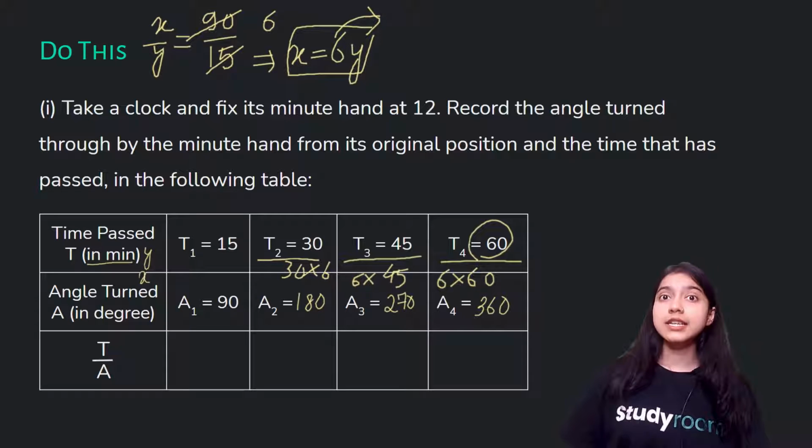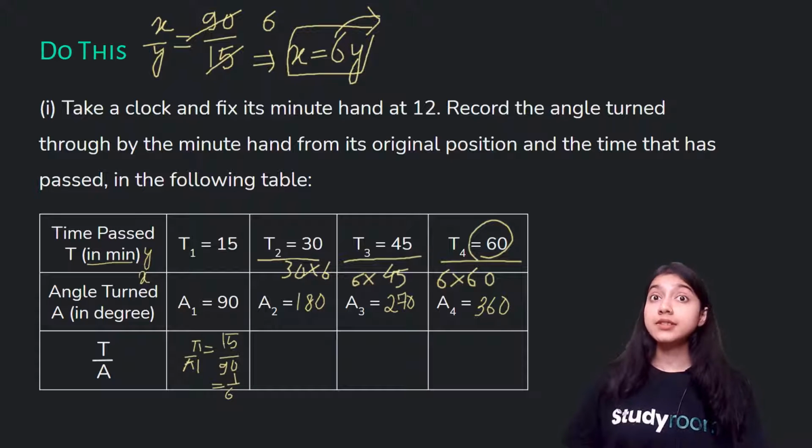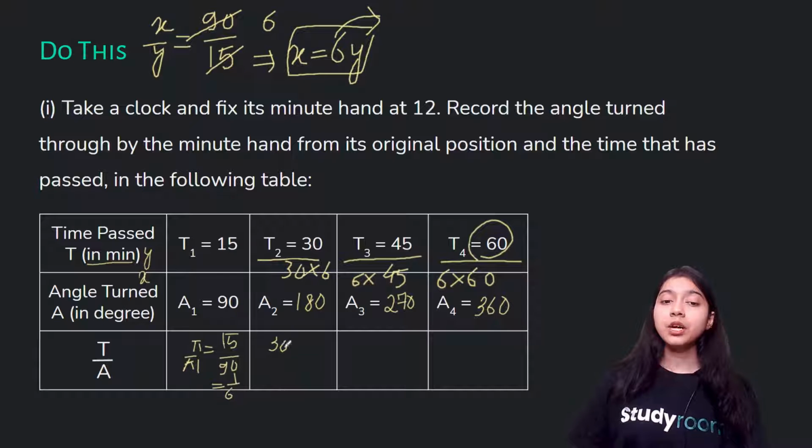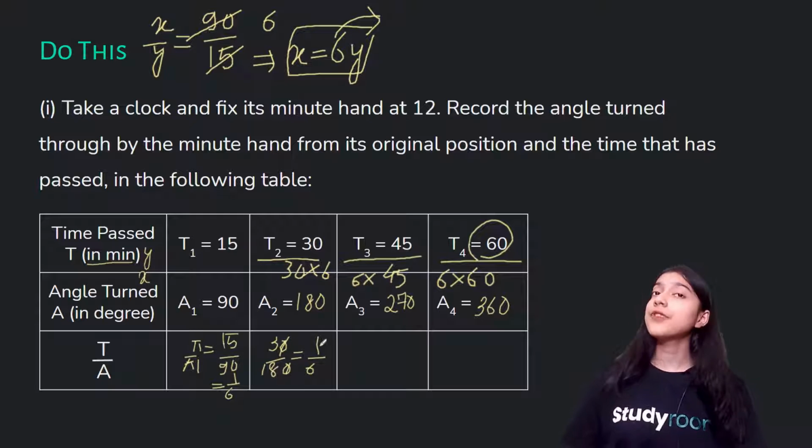So let us consider the first case where we have t1, a1. So we'll write t1 upon a1. That is nothing but equal to 15 upon 90. So this gives us 1 upon 6 because 15 times 6 is 90. Let us check what is the next case. Here we have t2 upon a2, that is 30 upon 180. This gives us again 1 by 6 because 0, 0 gets cancelled and 3 gets cancelled with 18, leaving behind 6. So we have 1 by 6.